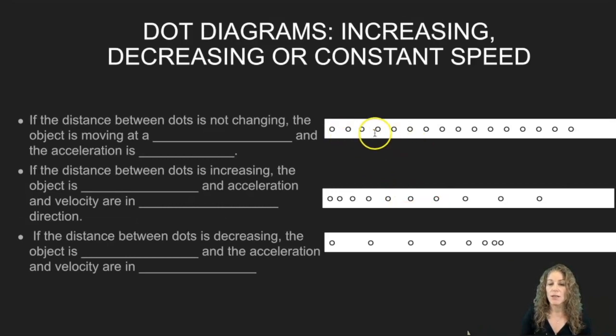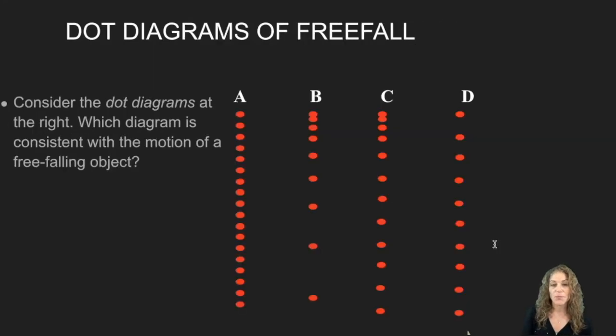If you want to show constant speed, you have to have equal spacing between the dots. Acceleration is zero. If you're increasing speed, the size between the dots is going to get bigger and bigger and bigger. Acceleration is in the same direction as the motion. If you're decreasing spacing between the dots, that means you're slowing down, and your velocity and acceleration point in opposite directions. If you're moving to the right, acceleration's to the left.